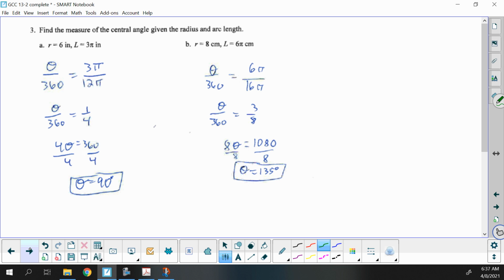In 3, we were looking for the central angle. We were given an arc length, so you needed 2 pi r in the bottom right for each of them. So like in the first one, the pi's divide out and 3/12 reduces to 1/4. So that's the way I like to do it. Again, you could have just cross multiplied and worked through. You'd end up with the same answer eventually anyway. So you get 90 and then 135.